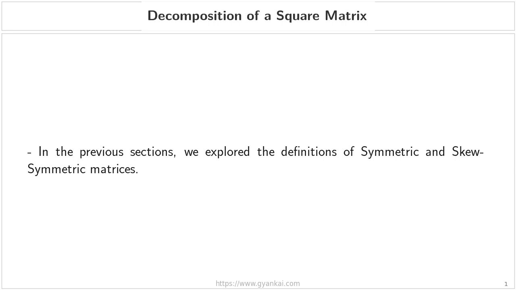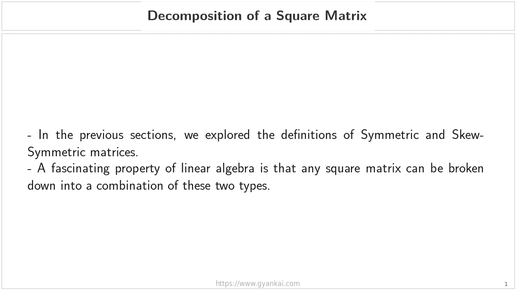Hello everyone. To begin, let's briefly look back at our previous lessons, where we explored the definitions and properties of symmetric and skew-symmetric matrices. Now, there is a truly fascinating property in linear algebra that I want to introduce to you today. It turns out that any square matrix, regardless of its values, can actually be broken down into a combination of these two specific types of matrices.